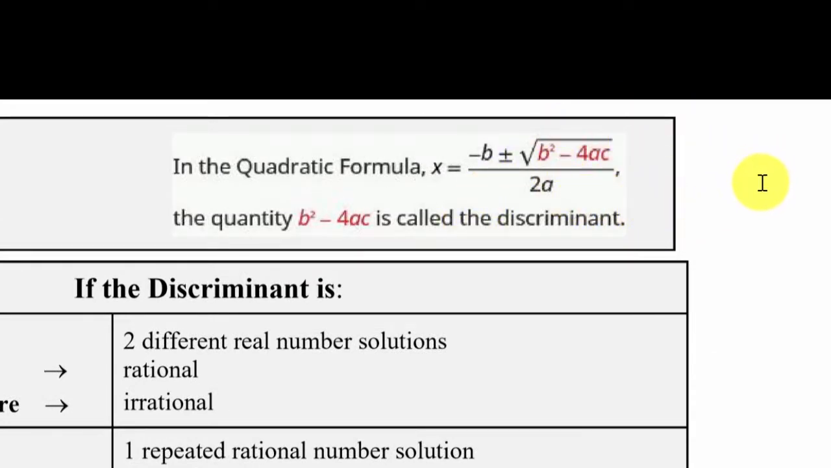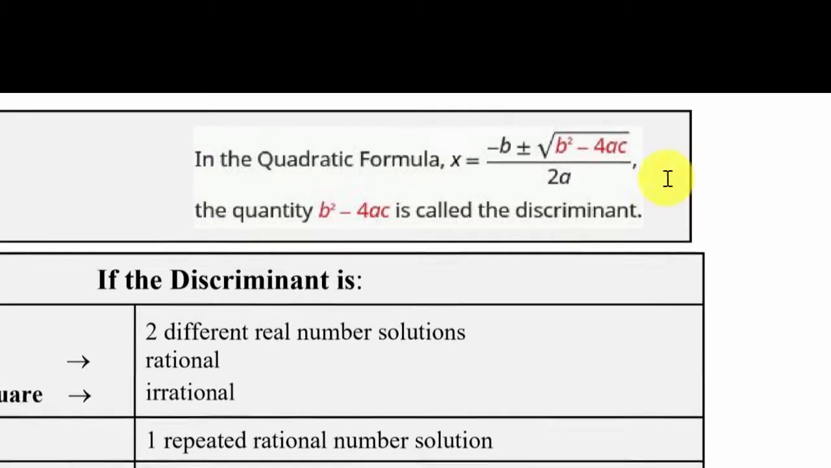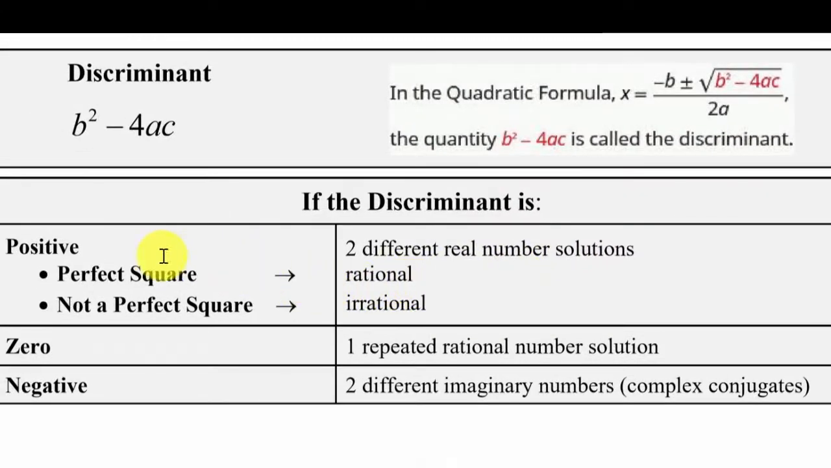And the word discriminant comes from the fact that b squared minus 4ac, that number, discriminates, or it tells you what type of solutions you're going to get, whether they're going to be rational solutions or irrational or even complex. And here's how it works. It has to do with the sign.